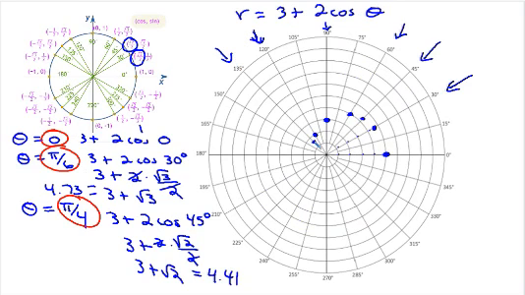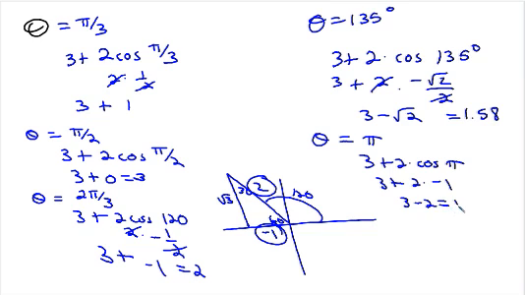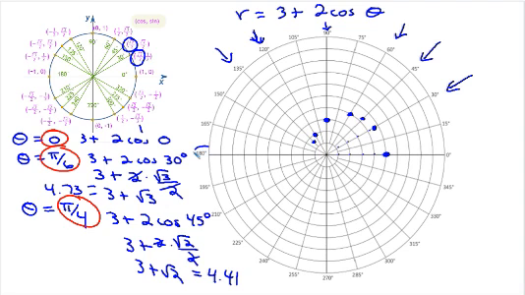All right? And then when I get to pi, or 180, I'm going to have 3 plus 2 times the cosine of pi. Well, the cosine of pi is -1. So this is 3 minus 2, which is 1. All right? So when I get to this 180 now, I'm back to 1 like this.